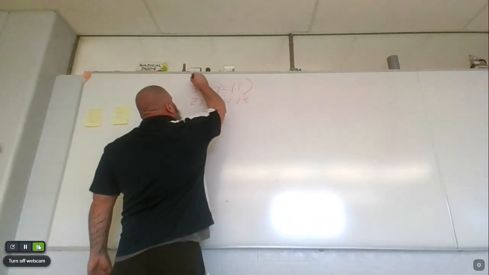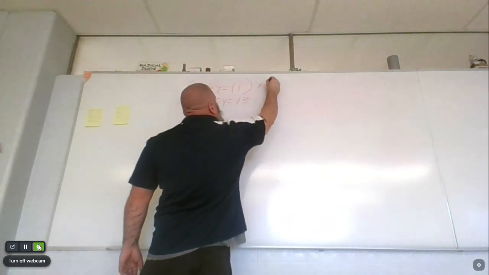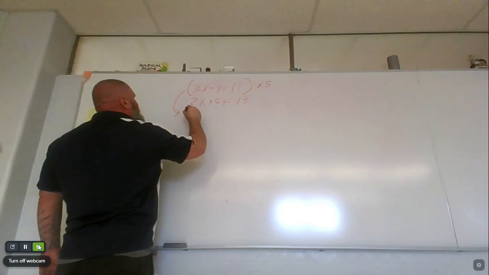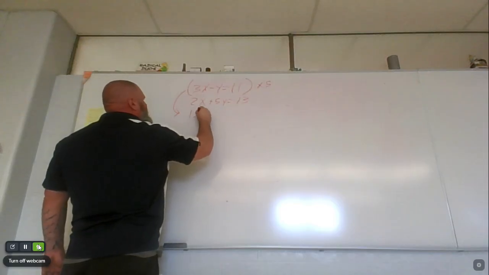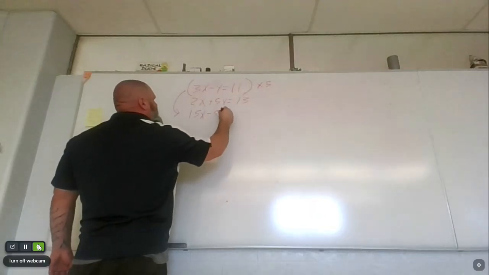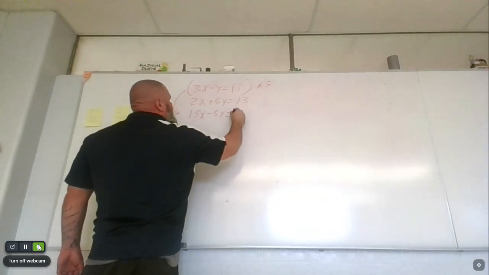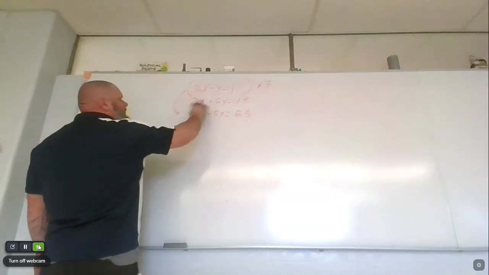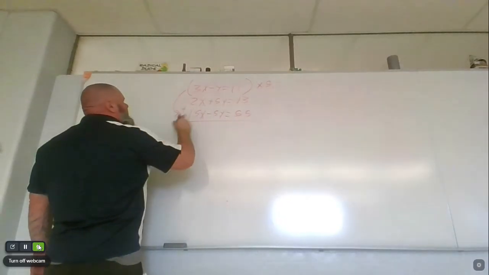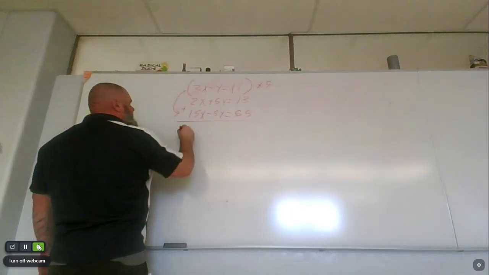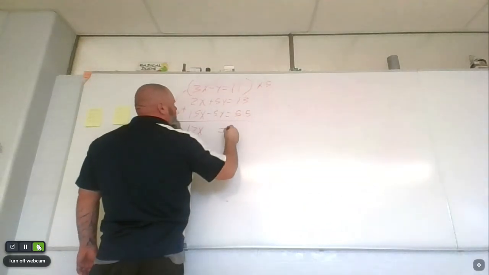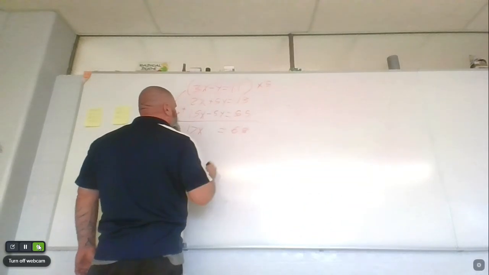Let's take this whole equation here and multiply it by 5. And then I'm going to bring it down here. 3x times 5, 15x. Negative y times 5, negative 5y. 11 times 5, 55. Now we have two equations that have opposite y, so we can cancel them out. So let's add them together. 2x plus 15x, 17x. The y's cancel out, and you're left with 68.